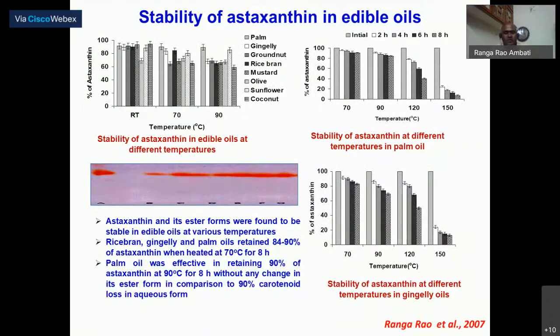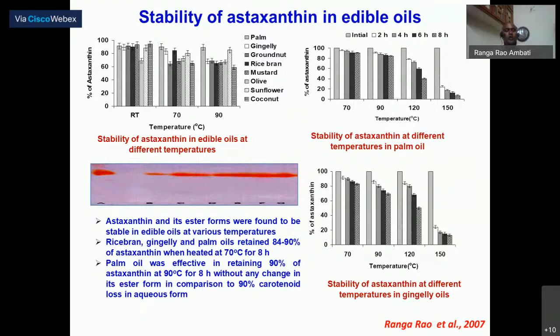This is one of the studies we conducted on the stability of astaxanthin. We dissolved it in oil and carried out stability studies. We found that in oils, especially rice bran, gingelly and palm oil, they retained 80 to 90% of the astaxanthin when heated at 72 degrees for 8 hours. We then did stability studies at different temperatures, 70, 90, 120 and 150, and found that astaxanthin is stable even at higher temperatures. Palm oil in particular is effective in retaining 90% of the astaxanthin at 90 degrees for 8 hours without any change in ester form.